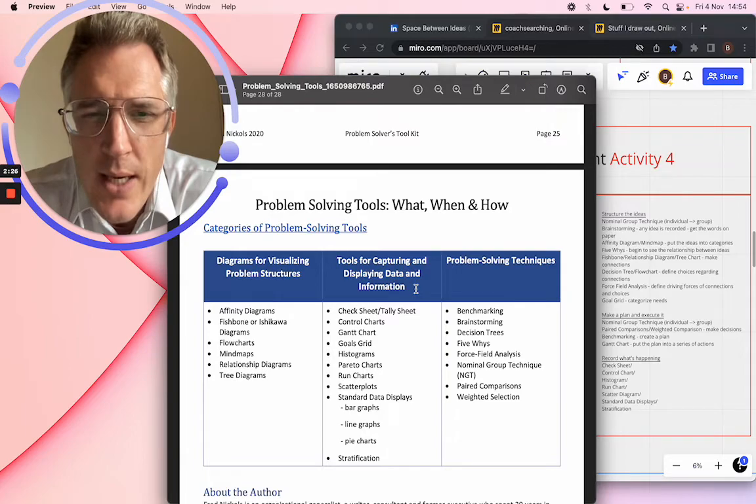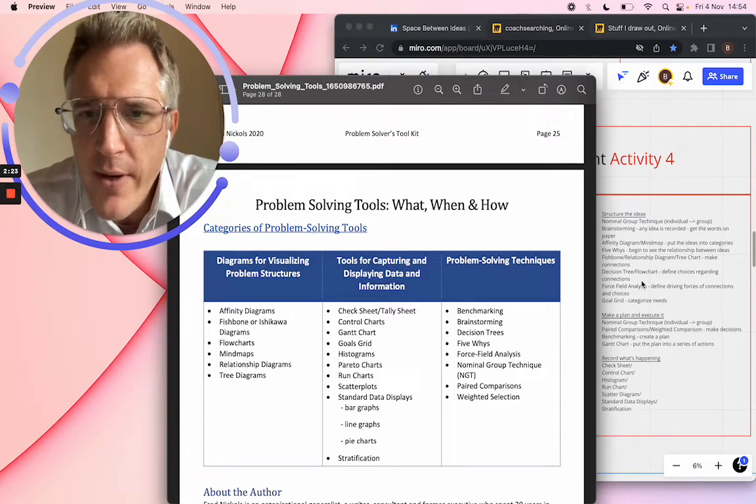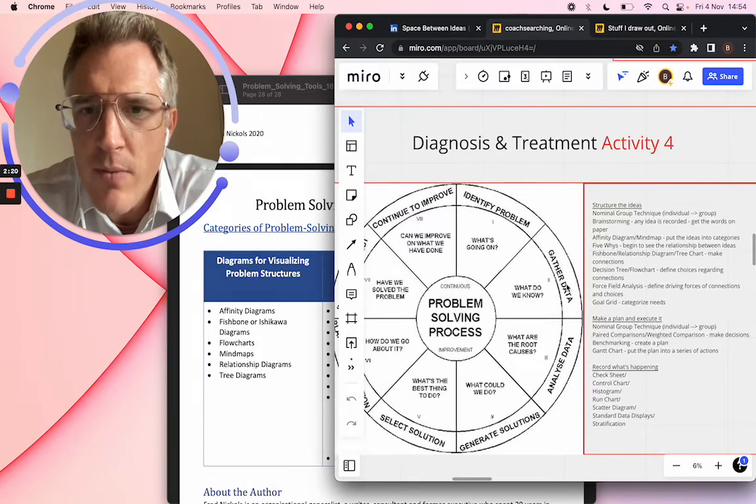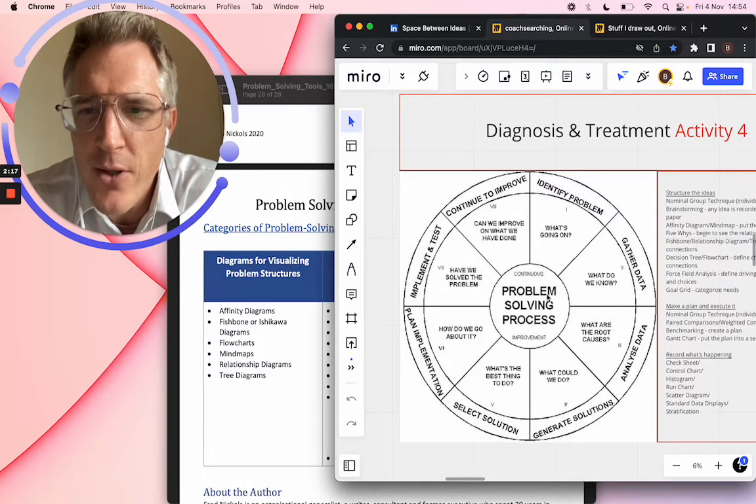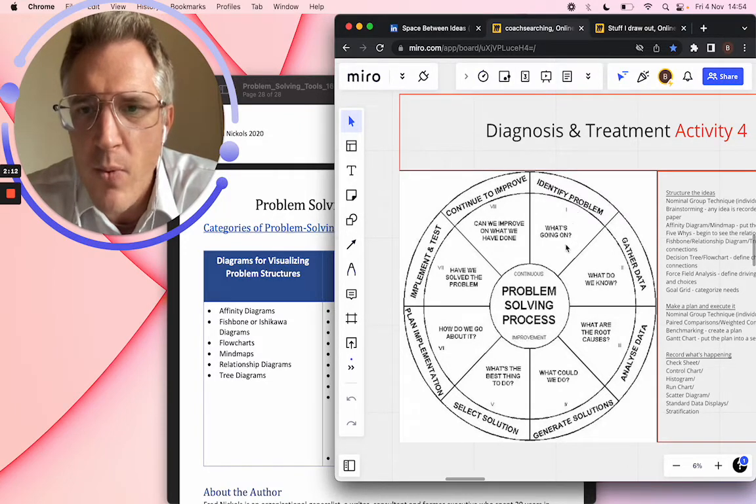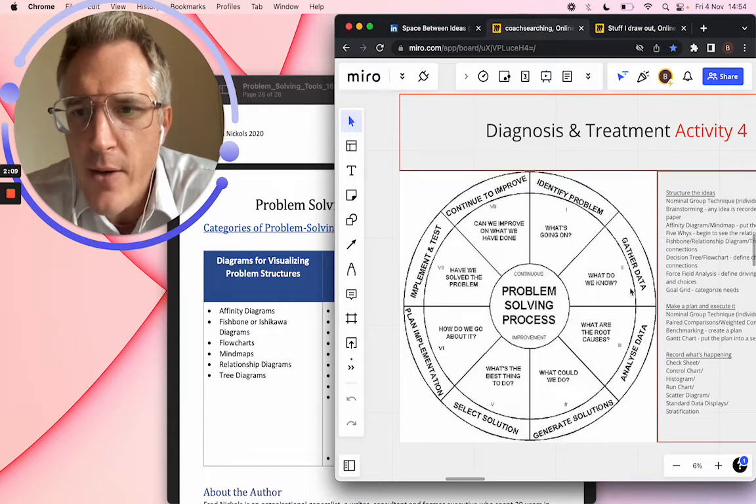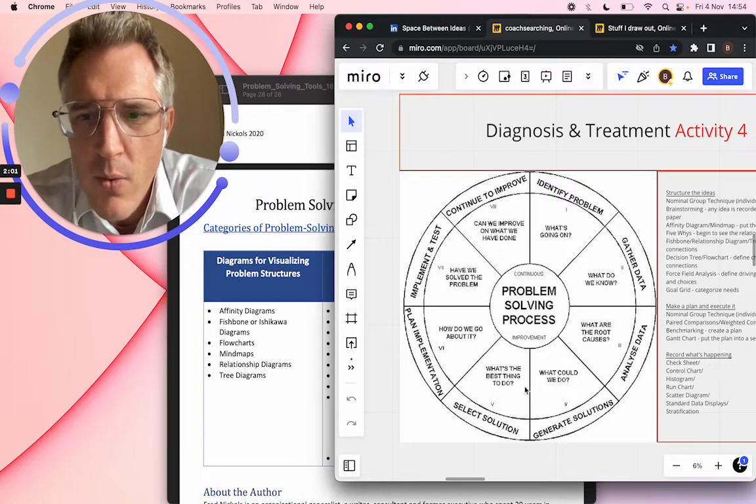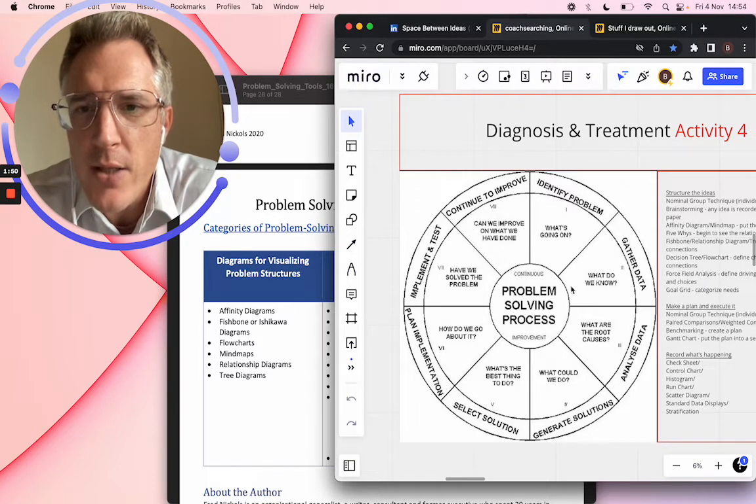So what I did was I just went through all of these tools, and what I found out was this. So, I think this is a really good way to look at problem solving process. So first you identify the problem. What is going on? Then you gather the data. What do we know? What are the root causes? What could we do? What's the best thing to do? How do we go about doing it? Has the problem been solved? And then can we improve on what we have done? So I like this. It's a really good way to look at it.